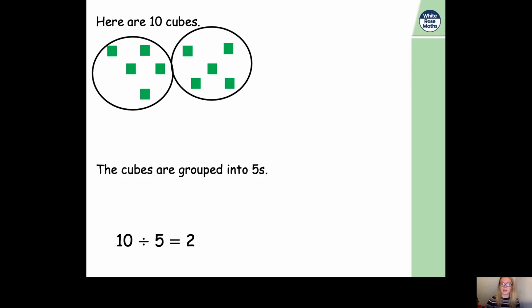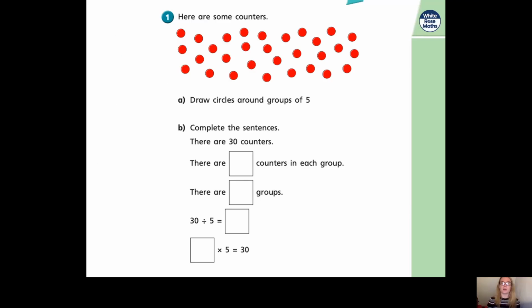So again, you can write the division number sentence 10 divided by 5 equals 2, because you started with 10 cubes, you put them into groups of 5, and you ended up with 2 groups. So there you go. We've looked at the same question twice, but we've used sharing in one and grouping in the other. Okay, so you are going to be having a go at some questions on your worksheet now.